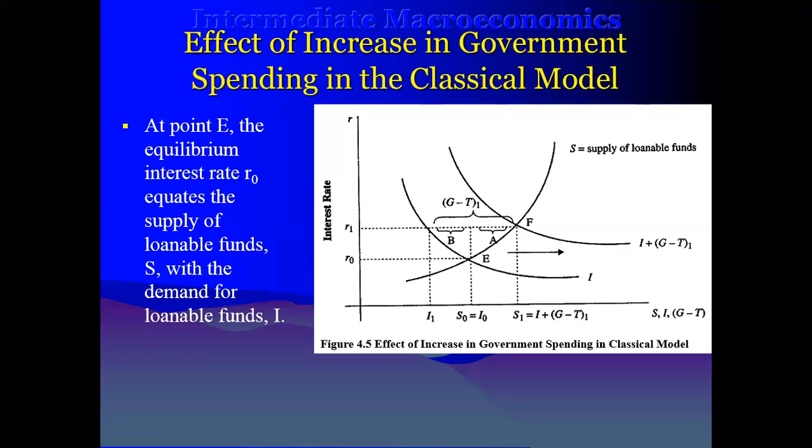So if there's an increase in government expenditure here, then we expect that there's supposed to be an increase in aggregate demand, right? Is that okay? Do we all agree that if there's an increase in government spending, then there's supposed to be an increase in aggregate demand? Do we agree?